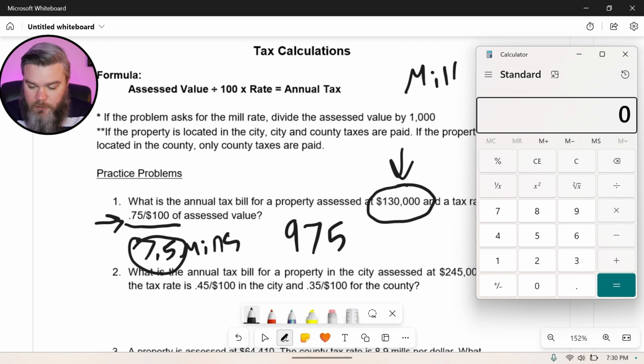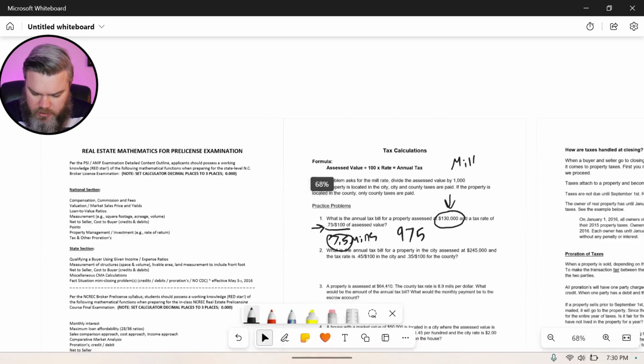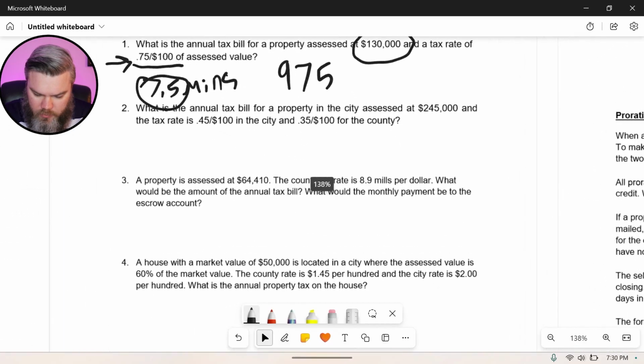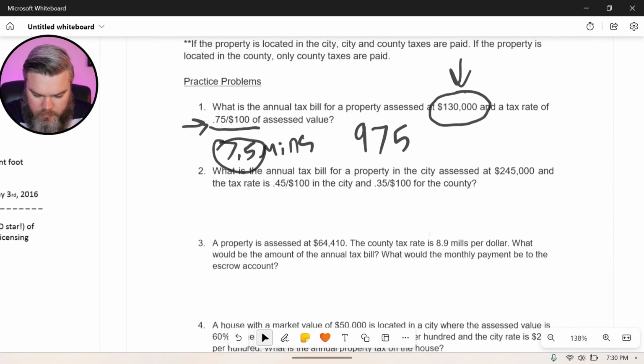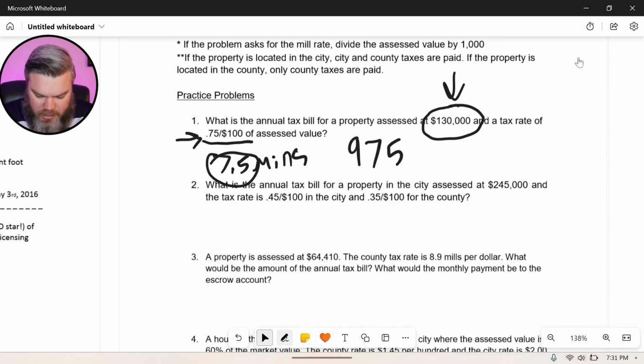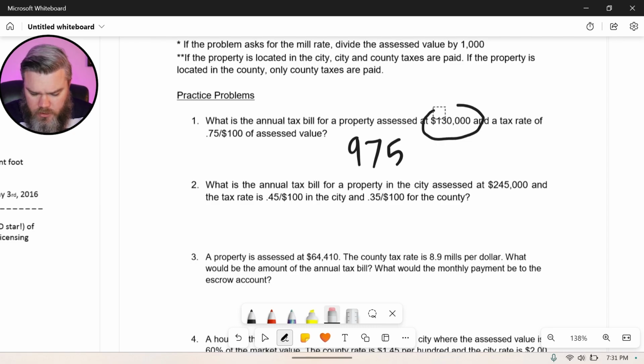So let me try to zoom out here. Let's see if it likes this. Okay, cool. So I can leave this here. And so now if we look at number 2, and I'll erase this answer here because technically mills isn't part of this problem. I just wanted you to work that out. So the answer for this one is $975.